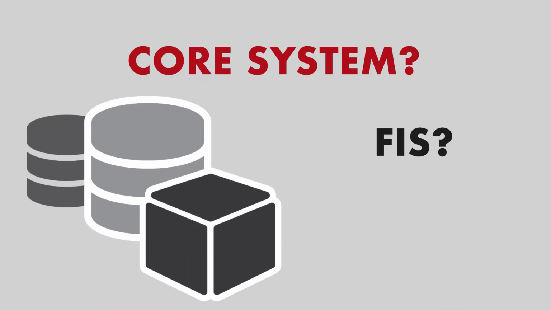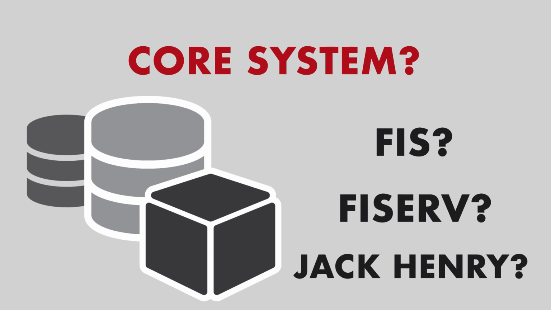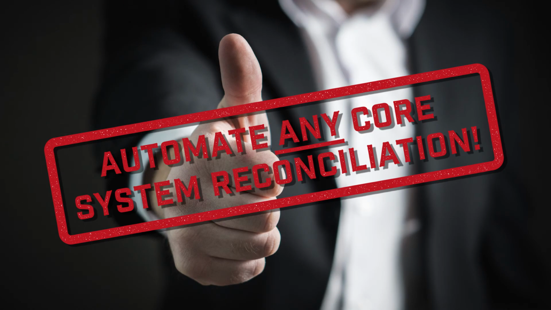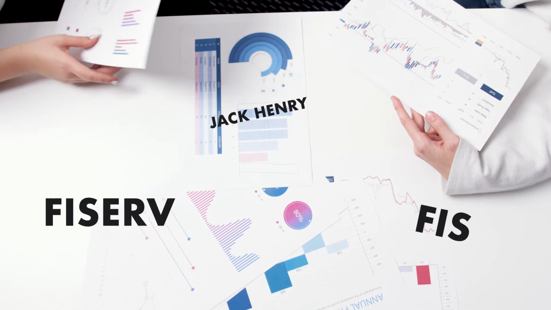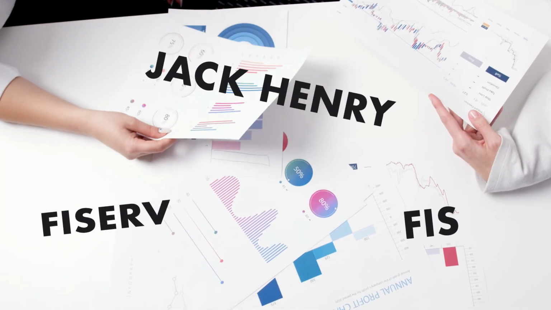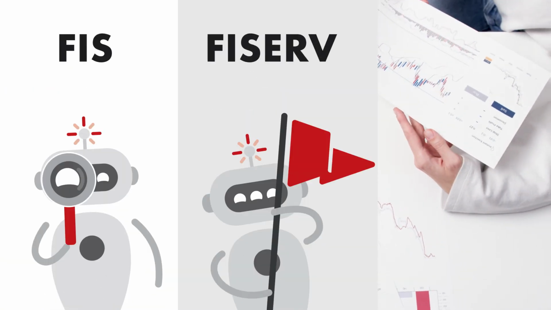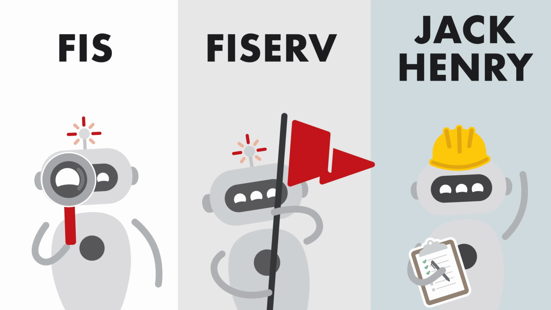But wait, isn't this process different depending on your core system provider? What if you use FIS or Fiserv or Jack Henry? Answer? It doesn't matter. Regardless of your core system, the lab can automate it fast. Here are three real-life bots for three different core systems.